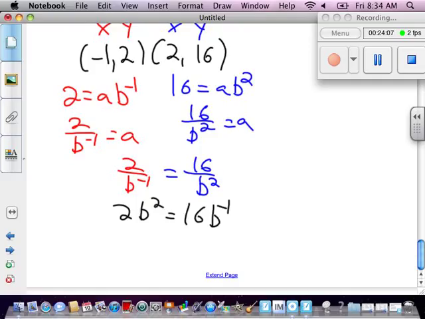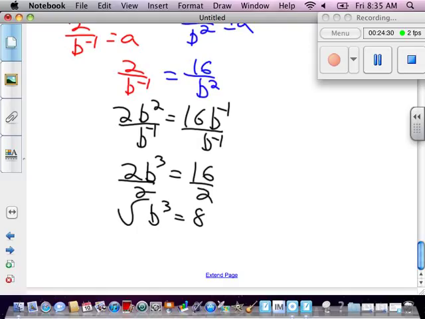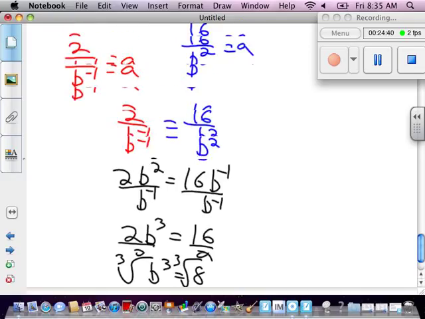Then we're dividing. We do our whole deal with adding the exponents. 2 minus the negative 1 gives me 3. Divide by 2. B cubed equals 8. Cube root. I know I'm going real fast. B equals 2. Now I'm going to plug this back into my original problem.